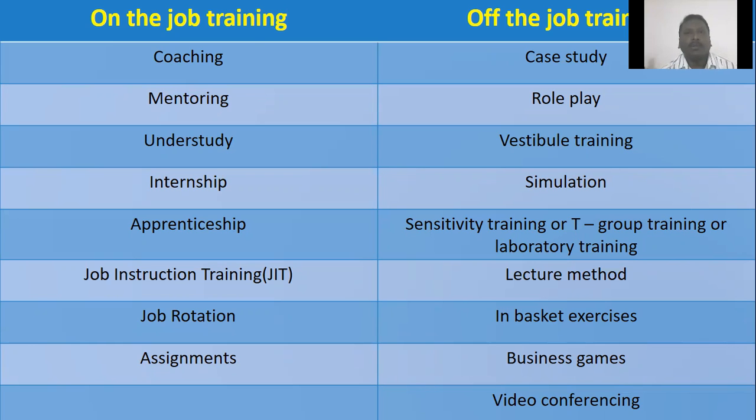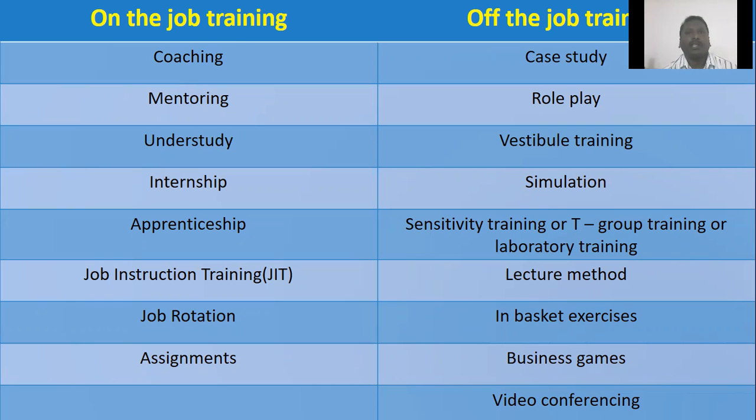Next one is simulation. In vestibule training, the entire work environment is simulated, whereas in simulation, only the work equipment on which the individual is going to be trained will be simulated. And one more thing, when on the job training is very difficult or risky or challenging, in such a case, the organizations can go for simulation training. For example, driving a car, or pilot training.